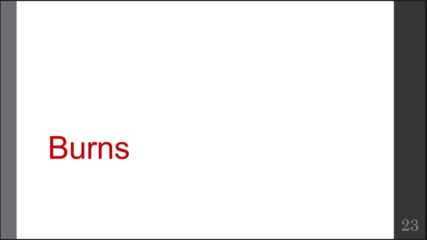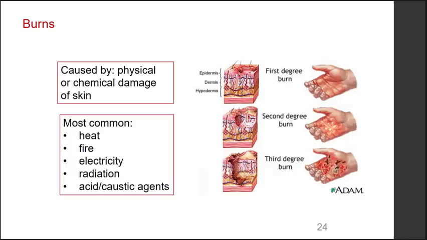Okay, on to our final topic, which is burns. Burns can be caused by physical or chemical damage to the skin. Of course, other areas such as the mucosa can be damaged within the body, but we're primarily looking at the skin in this lecture. The most common causes are related to heat, fire, electricity, radiation, acid or caustic agents. Caustic agents are agents that are able to burn by chemical action.